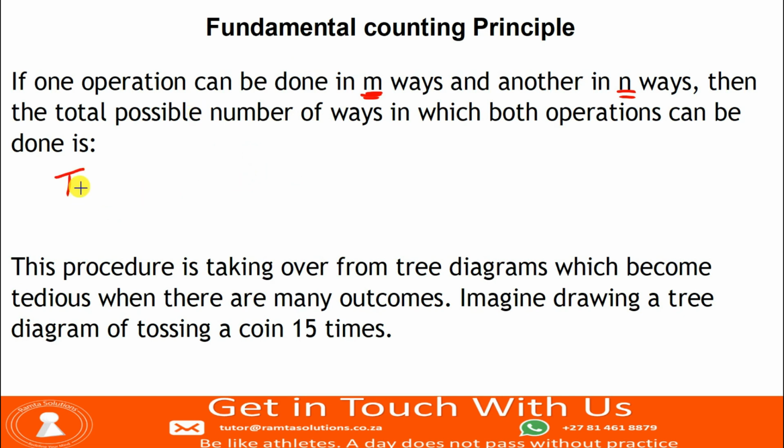Let me write it in this way: the total number of outcomes would be M outcomes multiplied by N outcomes, or N ways.